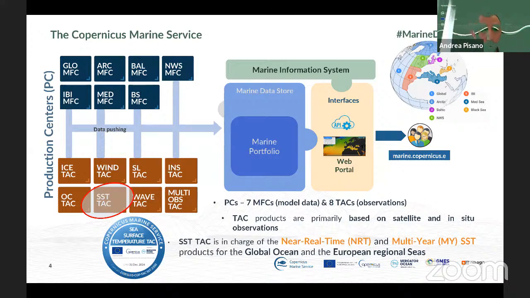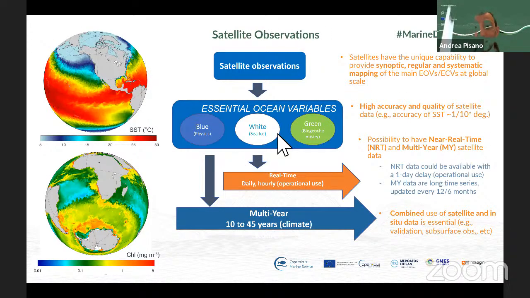So my talk focuses on the SST TAC, which is in charge of the near real-time and multi-year SST production. What about satellite observations? A few words. Well, first of all, satellites have the unique capability to provide a synoptic, regular, and systematic mapping of the main essential ocean variable, as well as essential climate variable, at the global scale. This means, for example, that satellites can map the global SST up to twice per day.